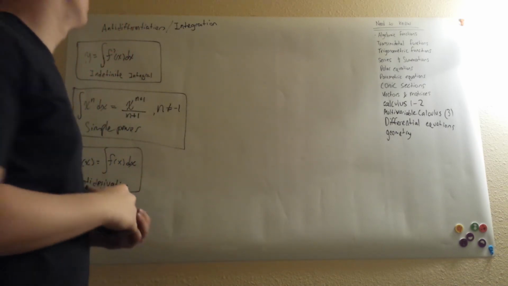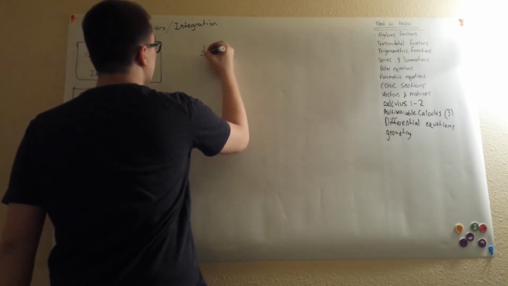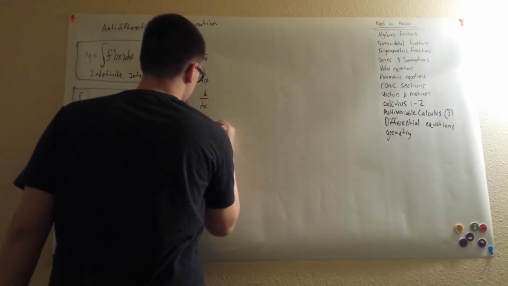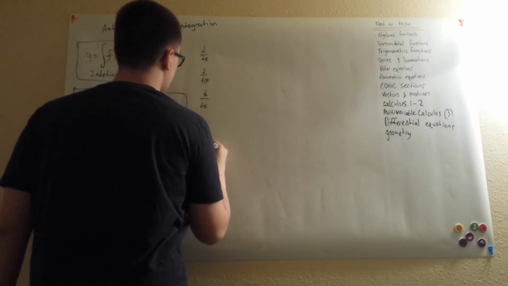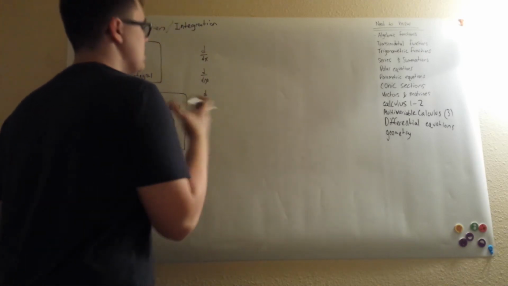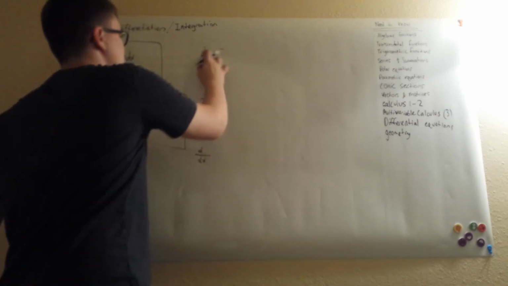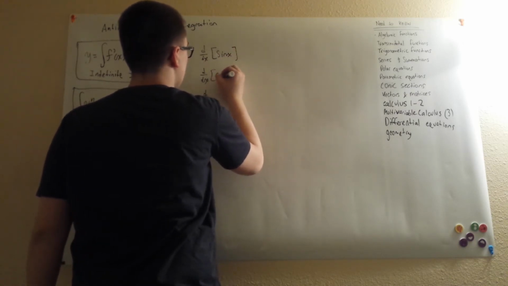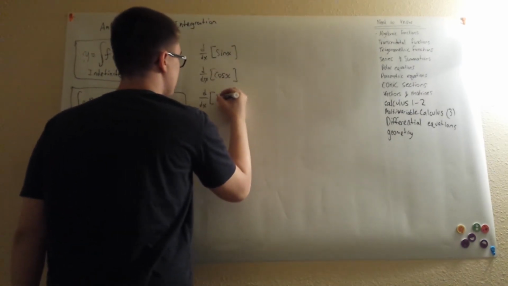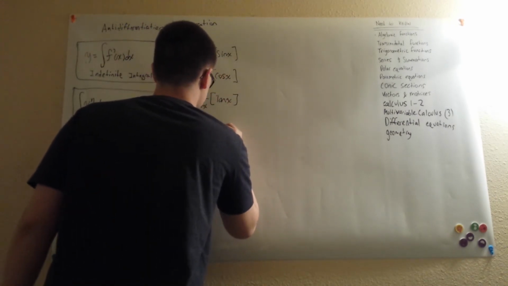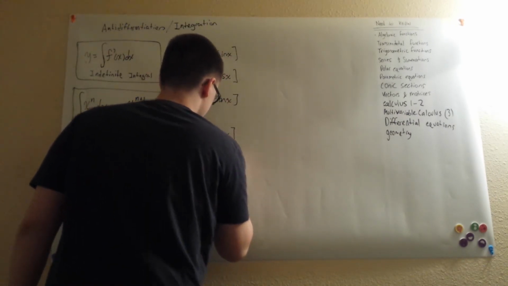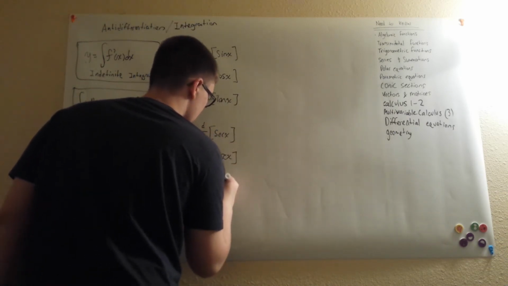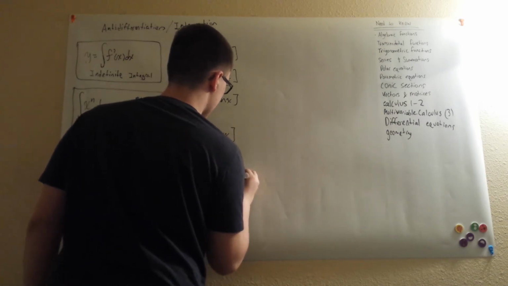Let's go over some trig integrals. I'm going to quickly list off all the trig derivatives. I want you to pause the video and test your memorization. So we have the derivative of sin x, the derivative of cosine x, the derivative of tangent x, the derivative of secant x, and the derivative of cotangent x. So hopefully that's all of them.